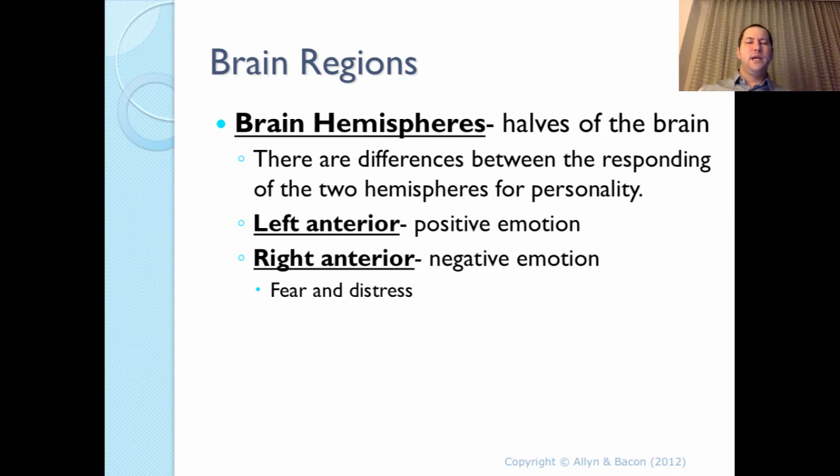So the dominant hemisphere is contralateral to your writing hand. So if a person is right-handed, their dominant hemisphere would be their left hemisphere. If a person's left-handed, their dominant hemisphere would be the right hemisphere.